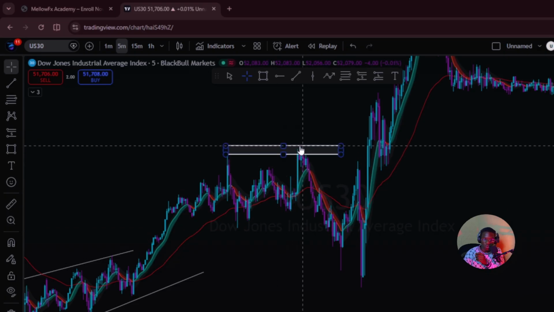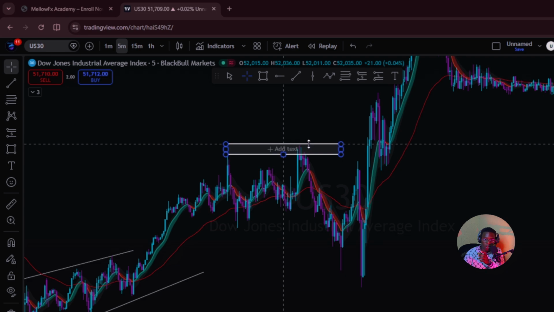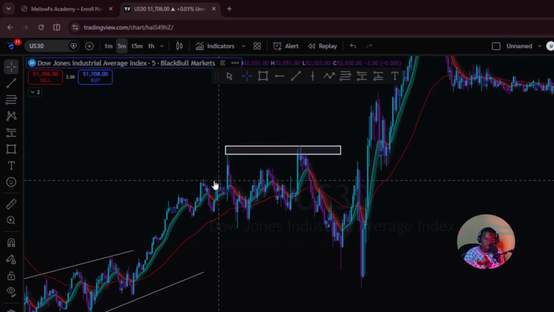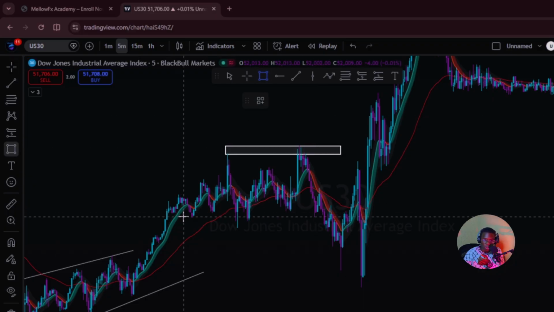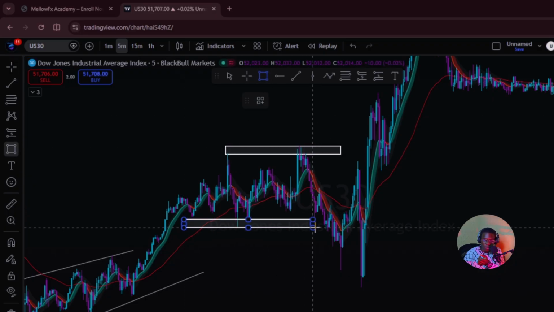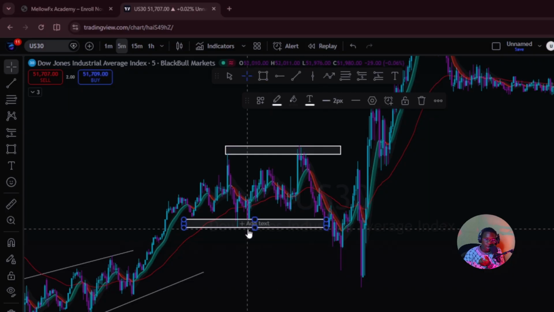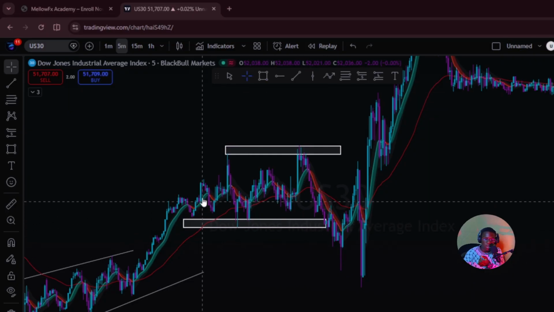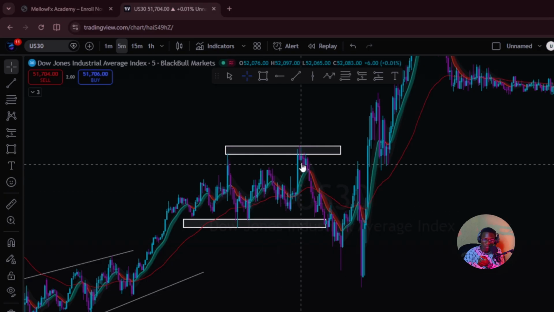We extend the rectangle to the wick area. That is where we extend the rectangle to, indicating that this zone around here is our resistance zone, and we do the same for this area. You see, the wick level. So we mark this whole area as support zone because price kept on respecting this area and moving back to the upside.